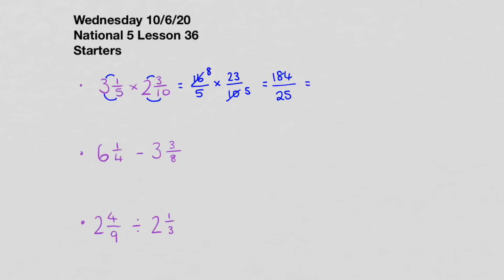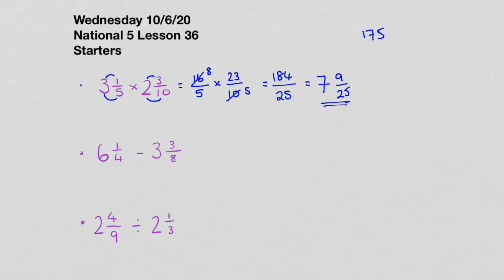If we think how many 25s go into 184, well, there's 4 in 100, and then another 3 up to 75, so that makes 7. That takes us up to 175, and then we've got 9 extras to make it 184. So the answer is 7 and 9/25.